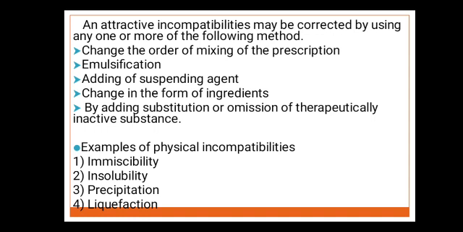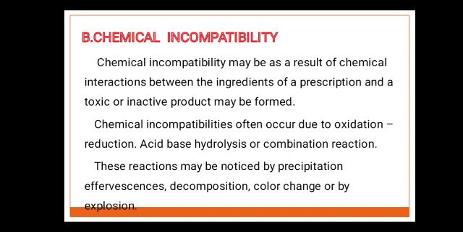Now we will start with chemical incompatibilities. Now, the definition of chemical incompatibility. Chemical incompatibility may be a result of chemical interactions between the ingredients of a prescription, and a toxic or inactive product may be formed. Means, in this type of incompatibility, a chemical interaction takes place between two ingredients, that may be a drug and drug, drug and additives, or additives, and which may form a toxic or inactive product. It is known as chemical incompatibility.